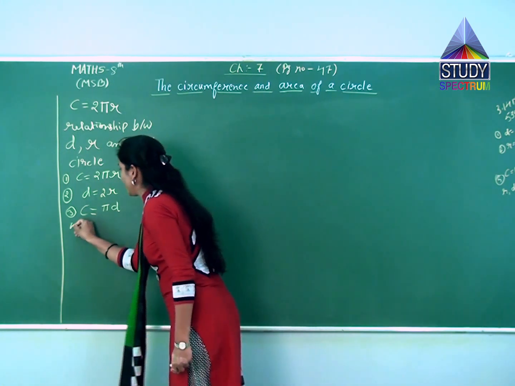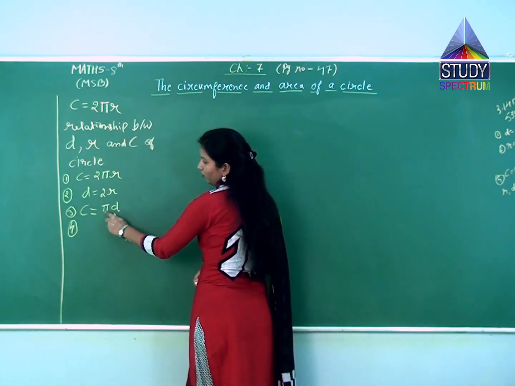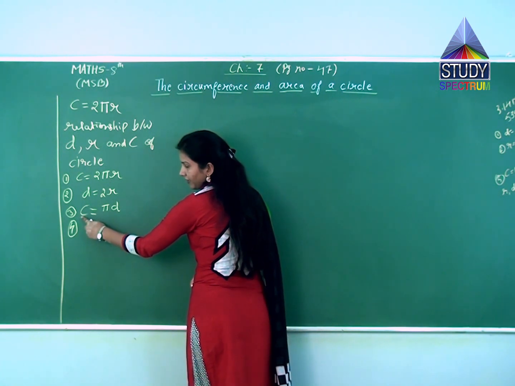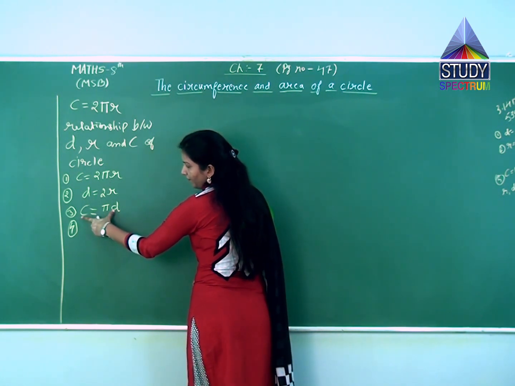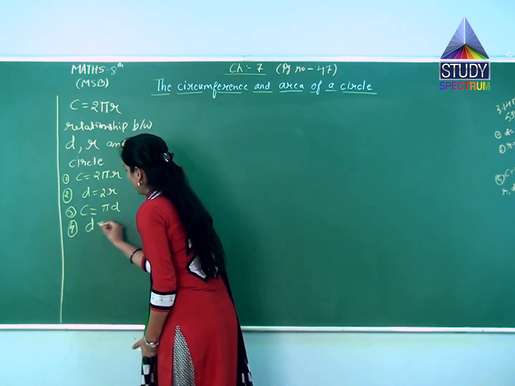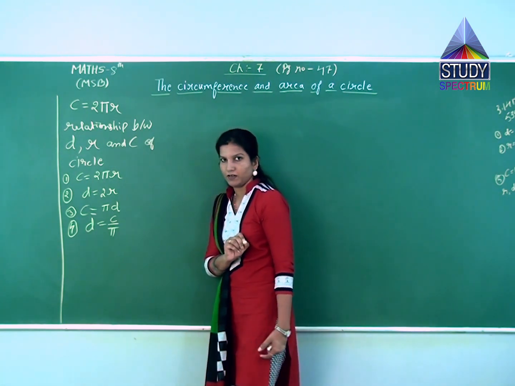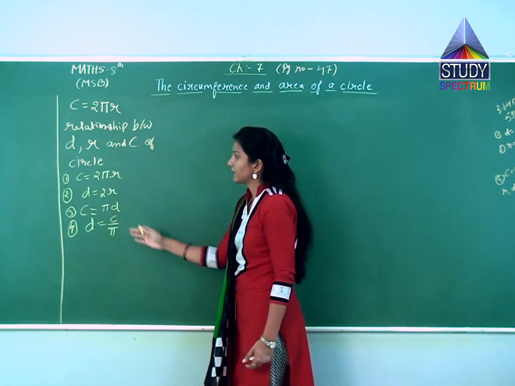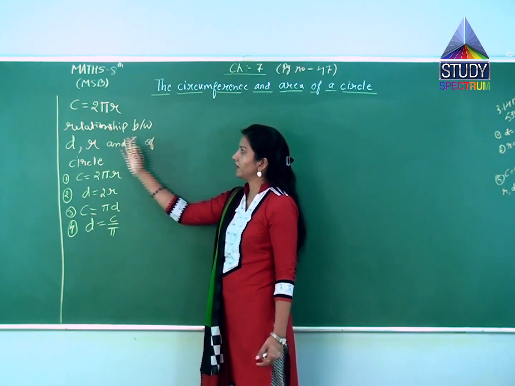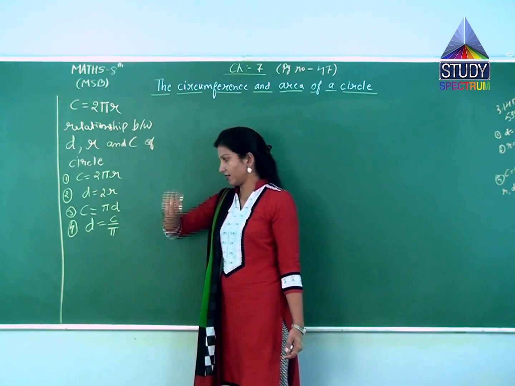And if we take this pi to the left hand side of the equal sign, then the value of D will be C upon pi. So our next relationship is D equals C upon pi. So here are these ways in which we can describe the relationship between diameter, radius, and circumference of the circle.